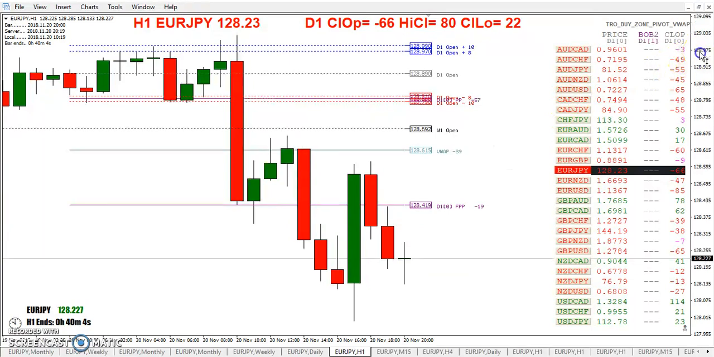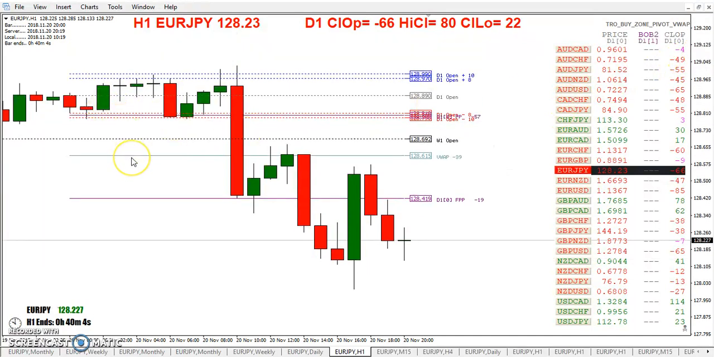And we look at the hourly. We've got the buy zone. And there's something else to keep in mind when you're trading. You're either trading away or you're trading towards. So what do I mean by that? Well, with the buy zone, you're trading away from the daily open.